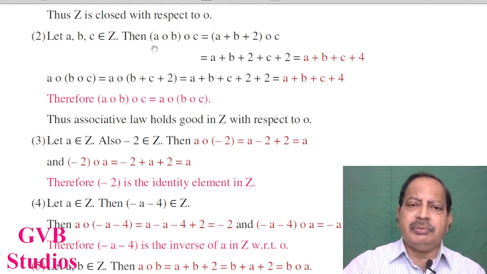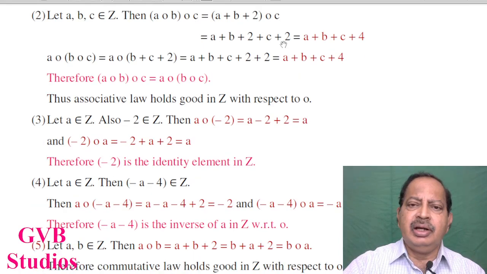Then, on the left side, (a ∘ b) ∘ c is equal to (a + b + 2) ∘ c. Again, operating these two elements, we write a + b + 2 + c + 2. I will write a + b + c + 4, because addition of integers is commutative. So we can take this to this part here. I will write 2 + c as c + 2. So we get a + b + c + 4.